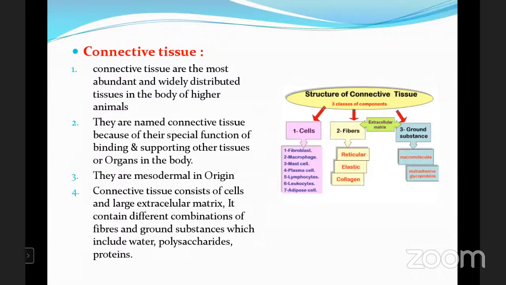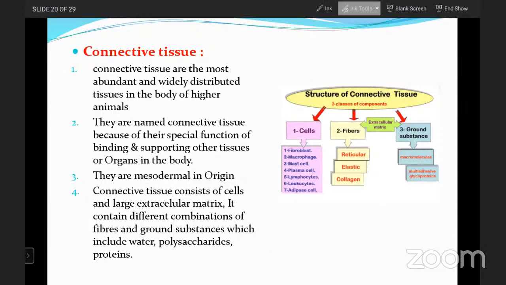So that is all about the epithelial tissue. Now let us learn about the connective tissue. Regarding animal tissue, there is epithelial tissue, connective tissue, and nervous tissue. Let me explain about the connective tissue now.